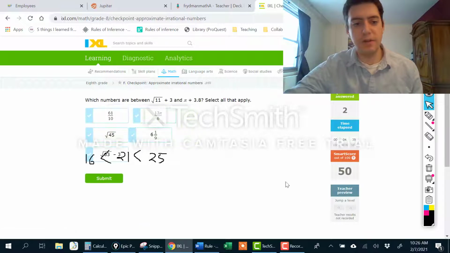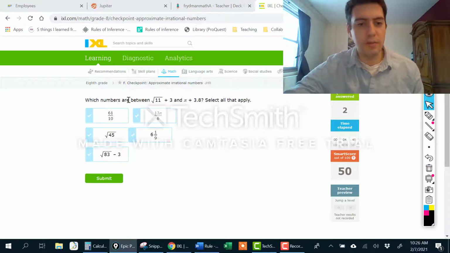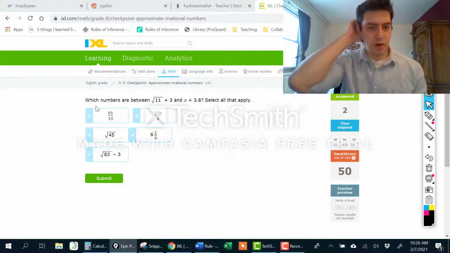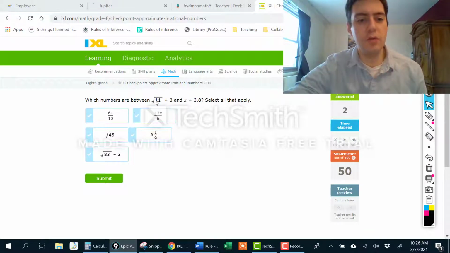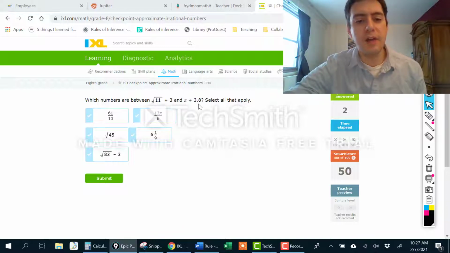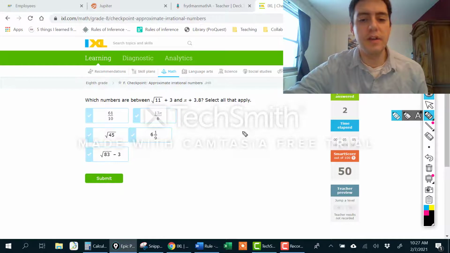It's not letting me jump a level. Okay, but it is giving me a different kind of question here. Which numbers are between the square root of 11 plus 3, oh boy, and pi plus 3.8? All right, so here's how we're going to do that. The square root of 11 plus 3. Let's do the same thing that we did for the square roots of the other numbers.